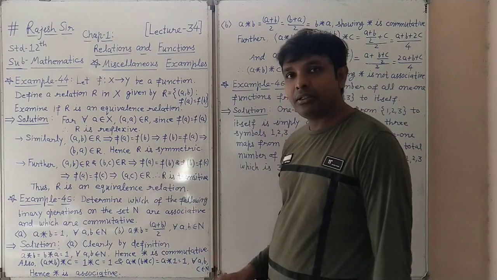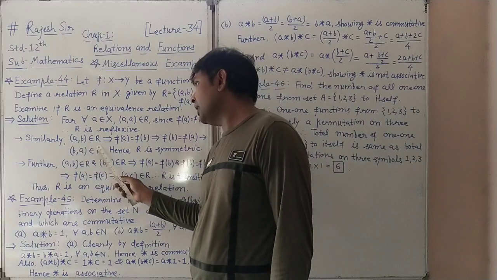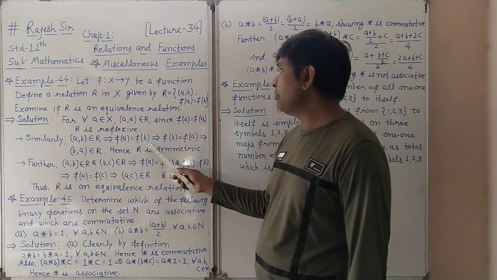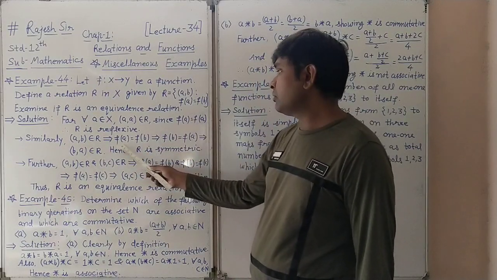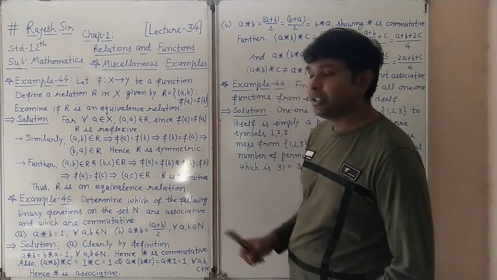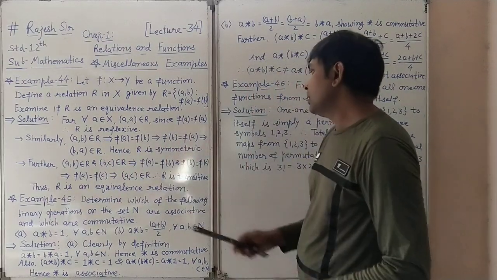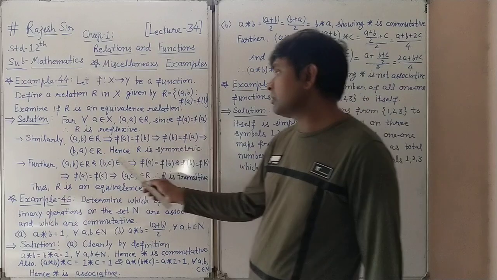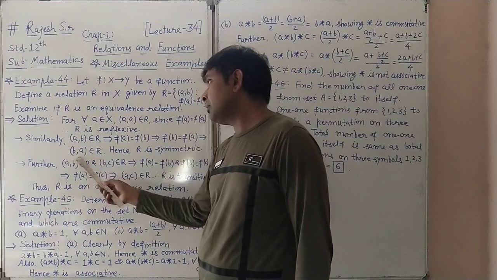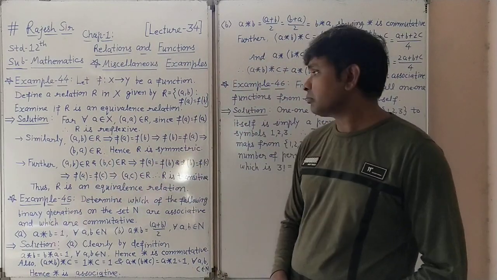So reflexive is what we have seen. Similarly, if we take (a, b) belonging to R, then f(a) equals f(b), as given in the question. That implies we can write f(b) equals f(a). If f(b) equals f(a), that implies (b, a) belongs to R. We started with (a, b) belongs to R and we are getting (b, a) belongs to R. It shows that the relation is symmetric also.